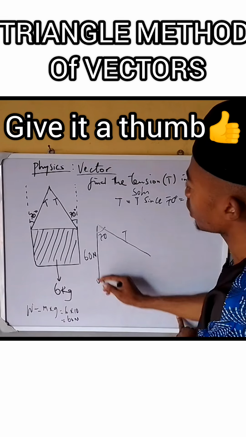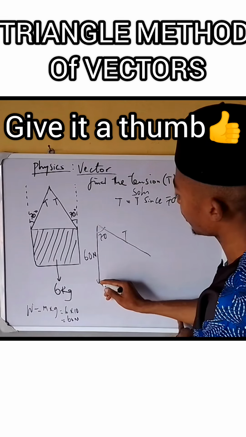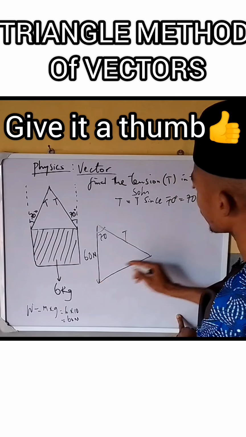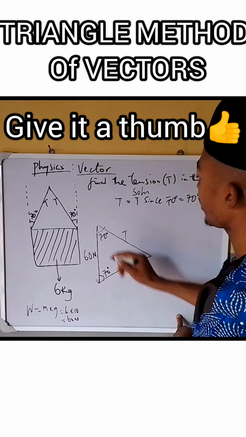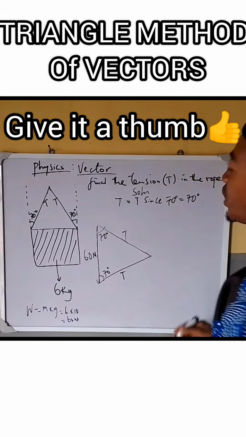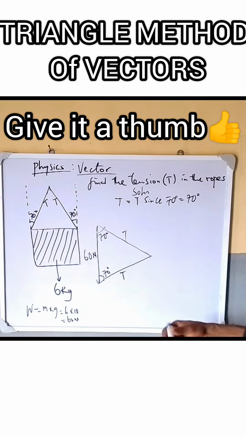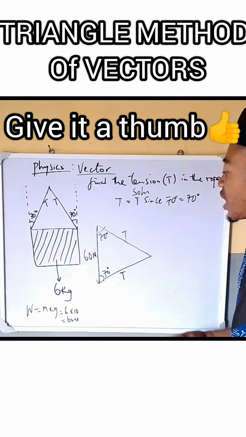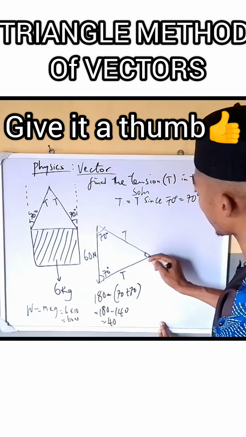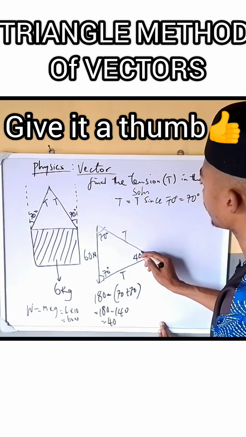And the second one is also inclined at 70 to the vertical. So this is another 70 here. So this is my T as well. Having done that, we can find the angles inside this triangle. So the angle here is 40 degrees.